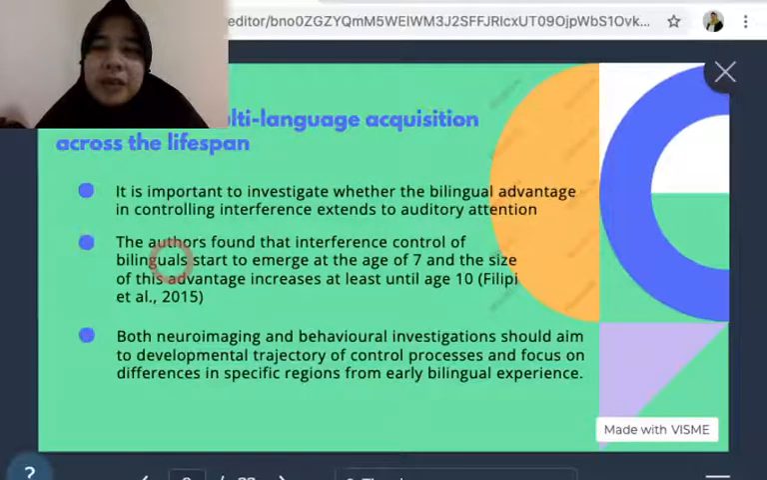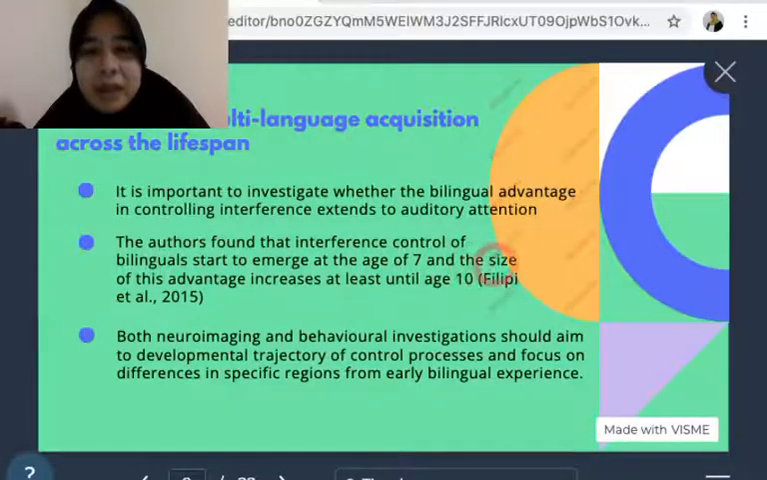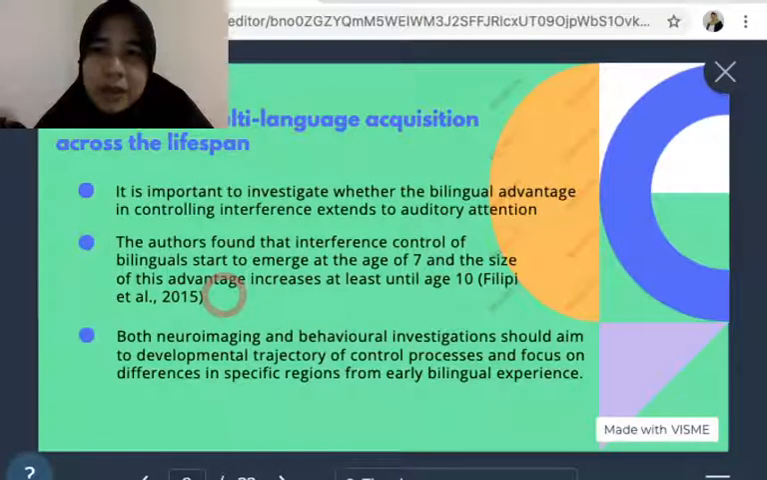The authors found that interference control in bilinguals starts to emerge at the age of 7, and the size of this advantage increases at least until age 7. This is from Philippi et al., 2015.